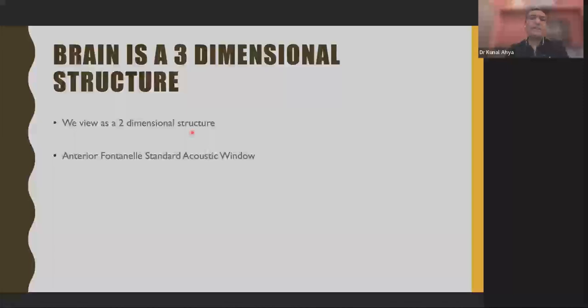Basically, the brain is a three-dimensional structure, but we are seeing it in a two-dimensional plane. The anterior fontanel is the standard acoustic window. As a routine, we see through the anterior fontanel only. So here we'll be seeing all of the brain. I will also show you 3D images, like slicing open the brain, and we will see what structures we can see inside the brain. So we are seeing a 3D structure but in a 2D plane.